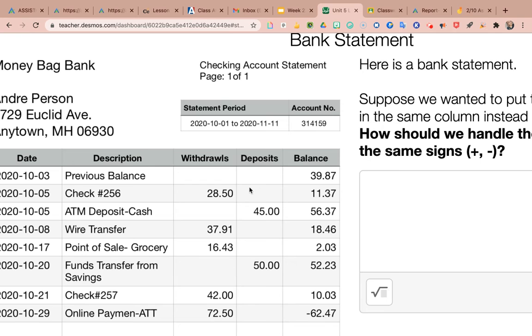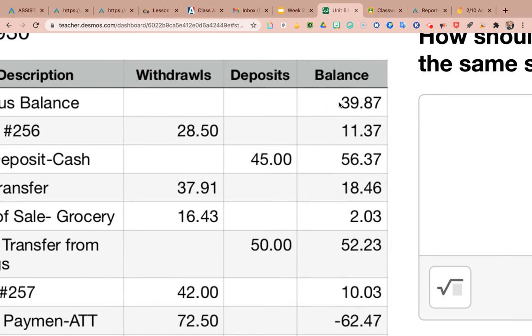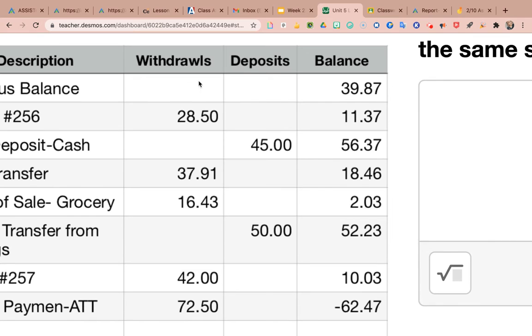So the way you read a bank statement, you have a balance of $39. He made a withdrawal. So he withdrew $28. His new balance is now 11. So it looks like when he withdraws, his balance goes down. Next, he makes a deposit. So he's going to deposit to this balance, and his balance goes up. So they added the deposit to the balance.